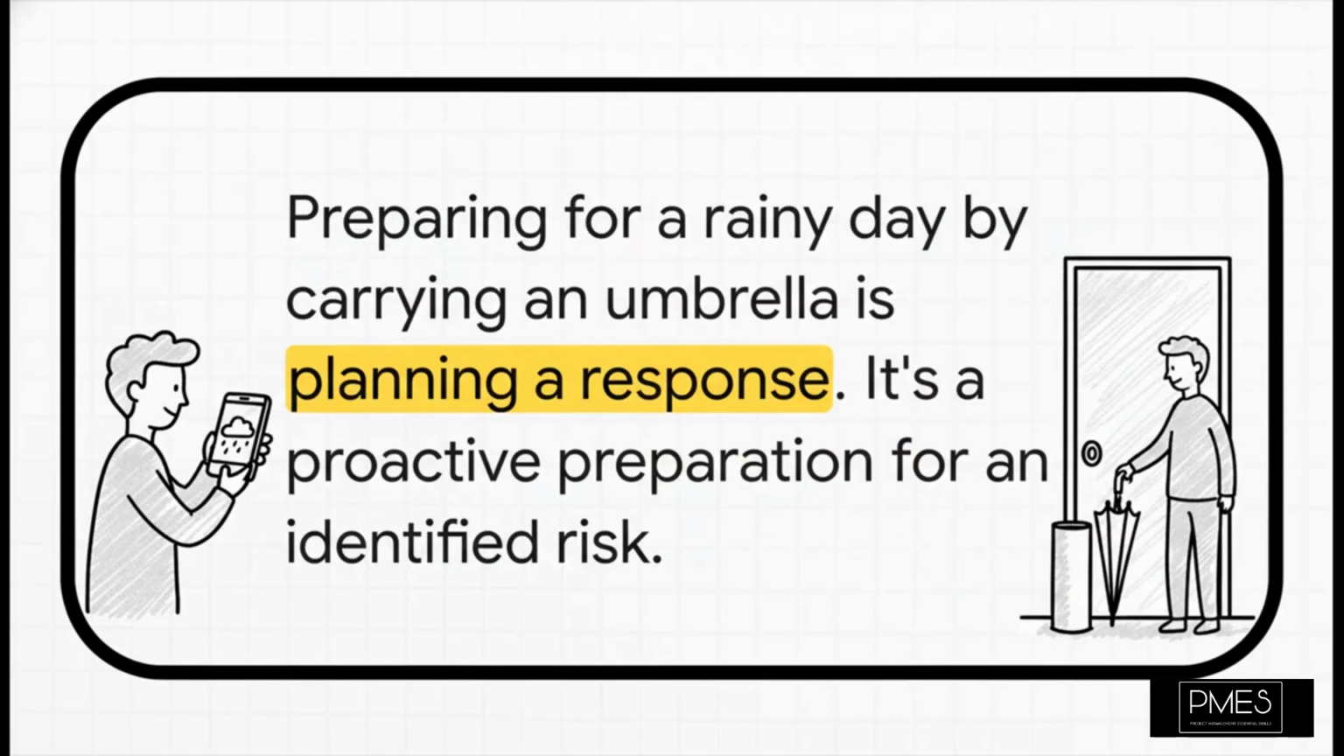Okay, let's break this down with a super simple analogy. You look at the weather forecast in the morning, right? It says there's a chance of rain. So what do you do? You grab an umbrella. That right there, that's your risk plan. It's a smart, simple, proactive step.